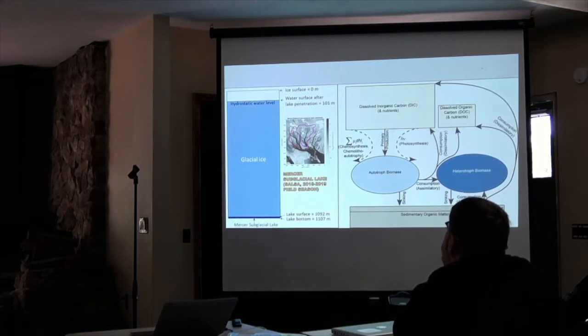Now, this being a subglacial lake, we would not expect to see photosynthesis, and we didn't know of any volcanic activity or anything like that, so we wouldn't expect to see chemosynthesis either. That leaves one route for primary production, and that's chemolithoautotrophy. Or simply, you could have a system where we only have heterotrophic biomass.